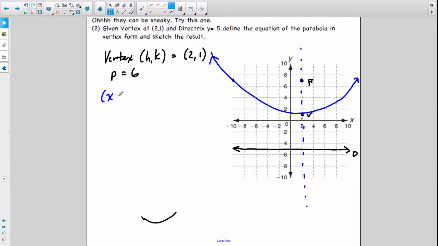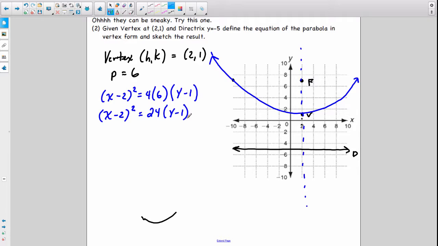(x minus h) squared equals 4 times p. My p is positive because this guy's smiling. Times (y minus k). Make it a little more fancy. (x minus 2) squared equals 24 times (y minus 1). There you go. Modified vertex form right there.